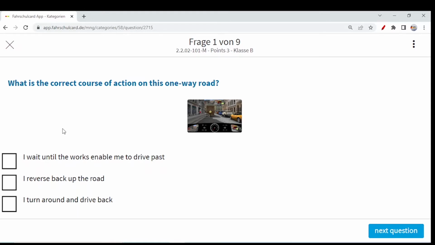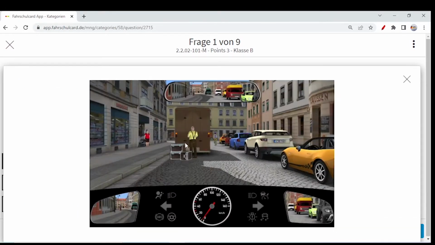I wait until the workers enable me to drive past. You have to wait until this worker gives you some way to move forward. You have to wait for some time, because the situation is very complicated and it's not a wide road, so maybe you have to wait for some time.